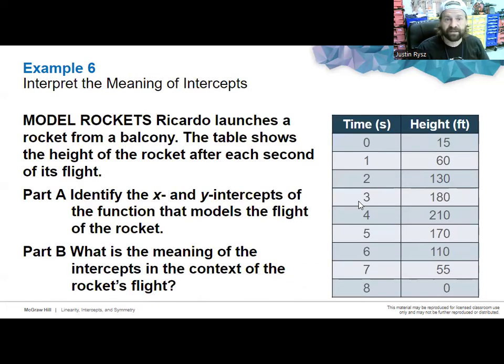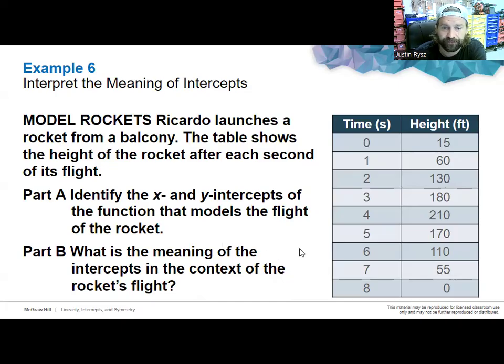Okay, kind of doing the same thing here. We have a story problem here. So finding the x and y intercepts based off of a story. So Ricardo launches a rocket from the balcony. The table shows the height of the rocket after each second of its flight. We're going to try to identify the x and y intercepts of the function of the model. And then what's the meaning of these intercepts? Okay, so we look here, 0, 15, keep going through. All righty. Let's take a second, think about these, answer those questions.